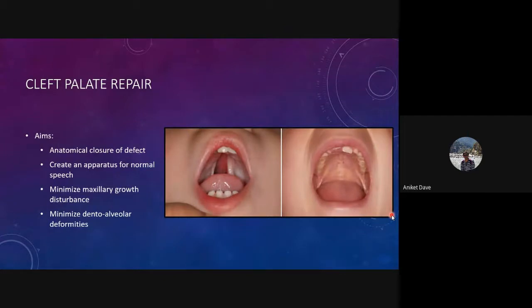Coming to cleft palate repair, the aims of this repair are to give an anatomical closure of the defect which is there, as well as to create an apparatus for normal speech, which is the soft palate. The levator, specifically the levator veli palatini, is the most important muscle which is required. At the same time, we have to ensure that there is no or minimal disturbance to the maxillary growth. Therefore, these surgeries are delayed up to an age of 1 year.